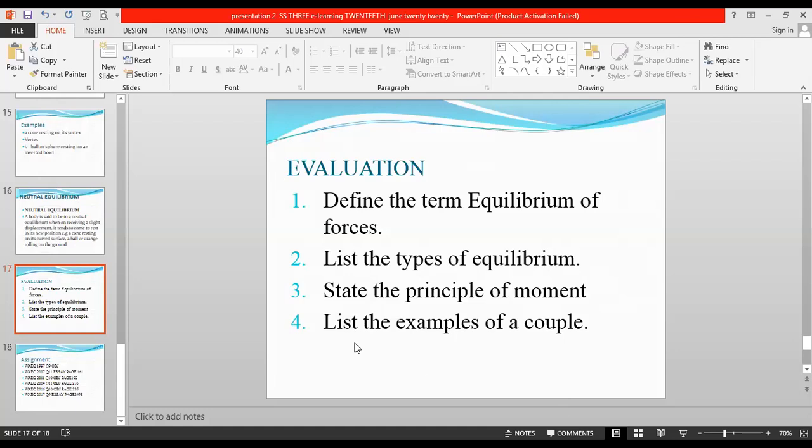These are my questions, my evaluations. Define the term equilibrium of forces. List the types of equilibrium. I've not explained that, but we have stable equilibrium, unstable equilibrium, and neutral equilibrium. Then state the principle of moment. Then list examples of couple or the applications of a couple. So this is your assignment.